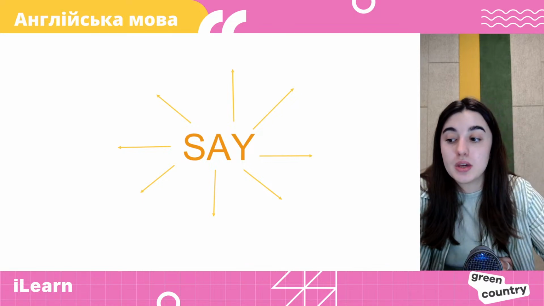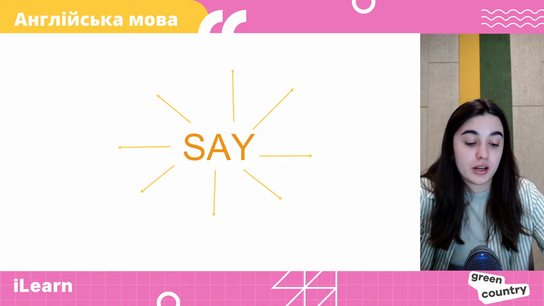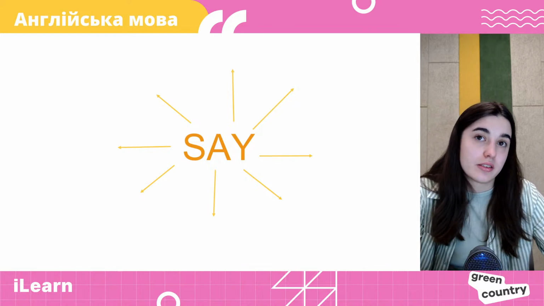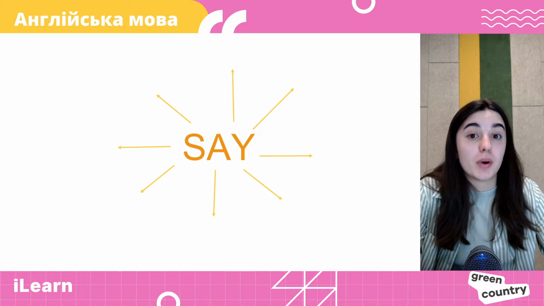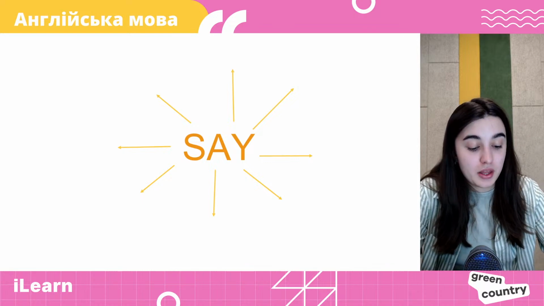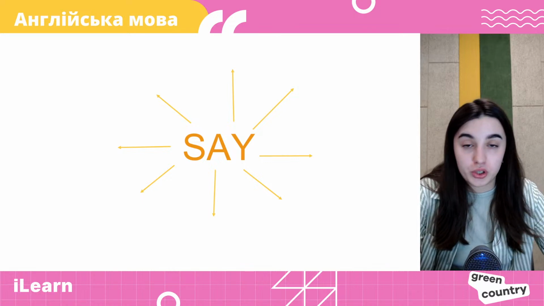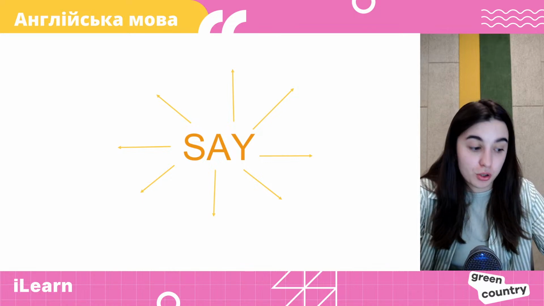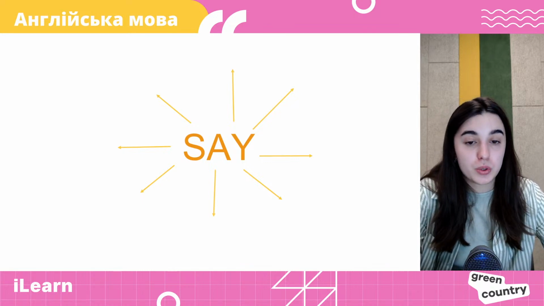So it is the same in English. For example, we can say, he said that he would come to my birthday. But we can say instead, he promised to go or to visit my birthday. So, what other synonyms can we use here?